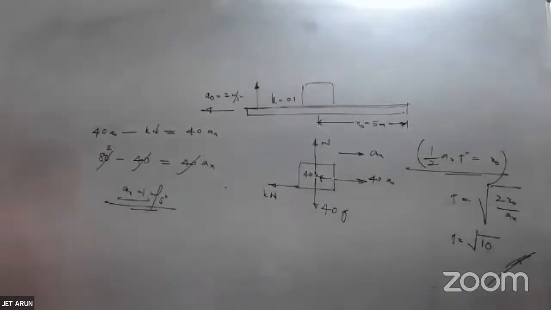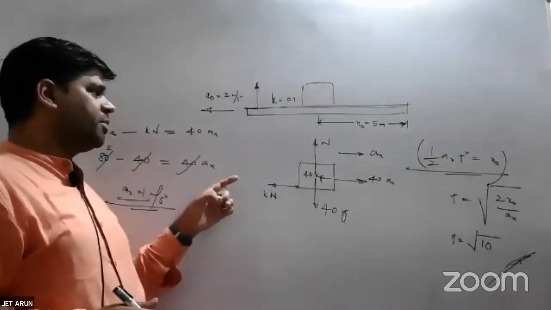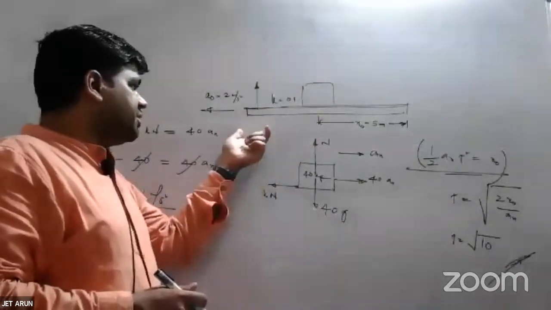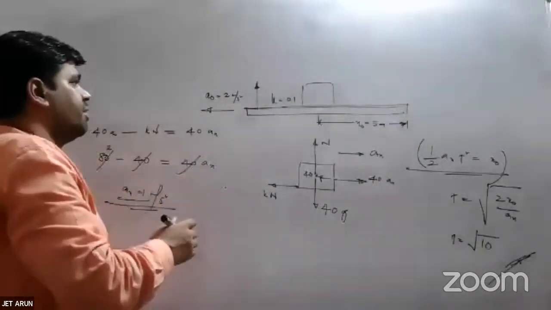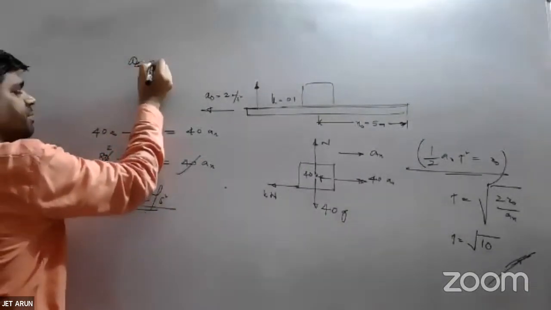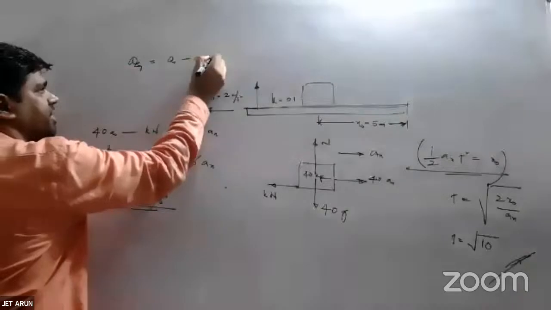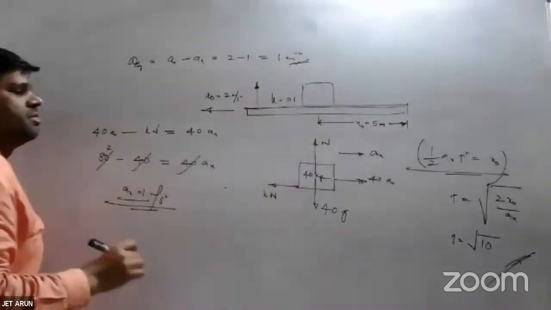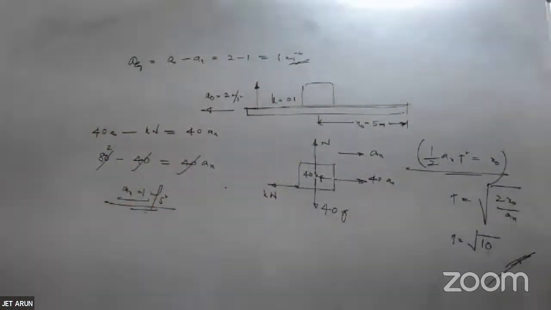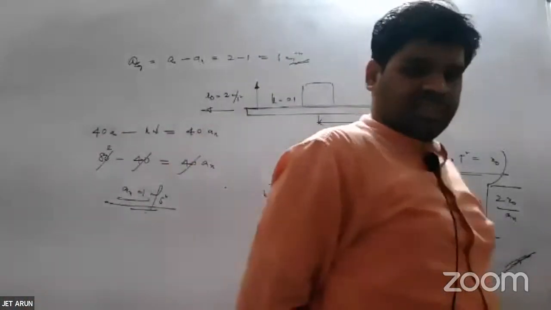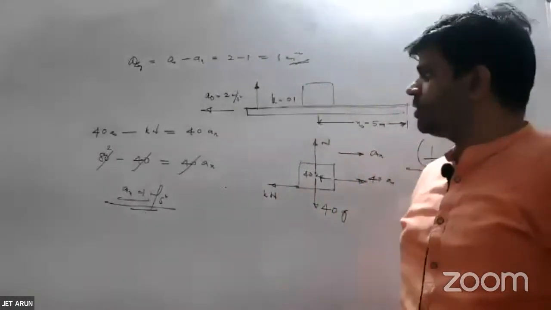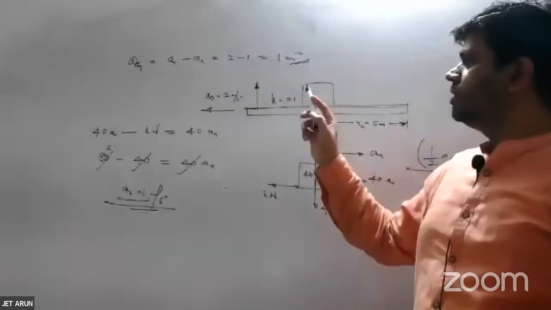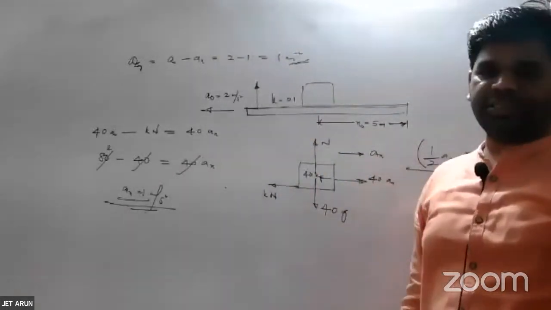This can also be done using the ground frame. But now ax is with respect to the truck. So ax is towards right with respect to the truck. Acceleration of the truck is towards left. So with respect to ground, my acceleration would be a naught minus ax, which is 2 minus 1, which is 1 meter per second square. So if he asks you what is the acceleration of the block with respect to the ground, it is a naught minus ax. Because a naught is 2 towards left, ax is 1 towards right, a naught minus ax is my acceleration with respect to ground.